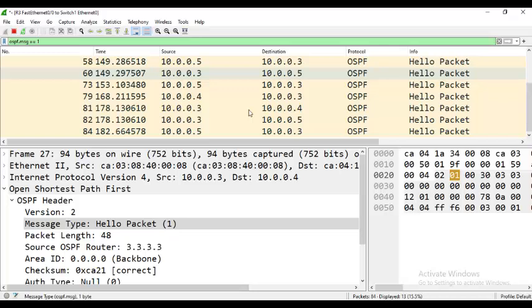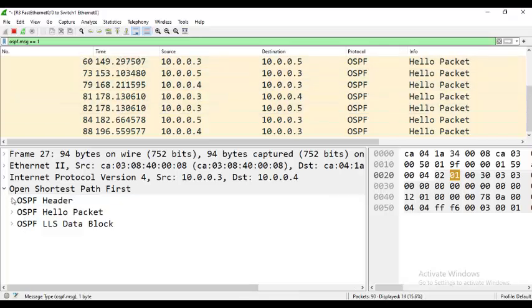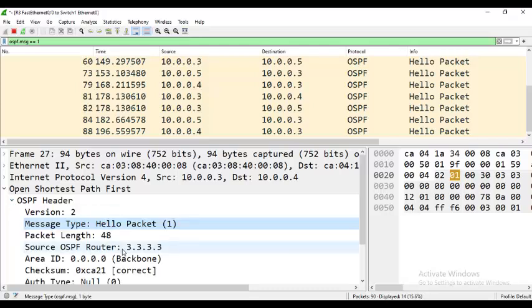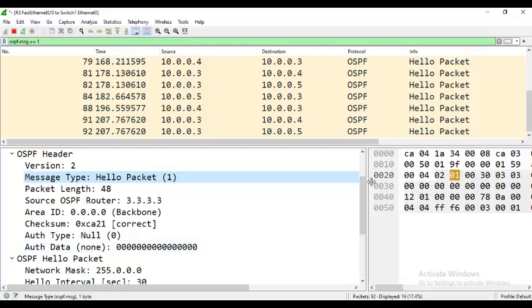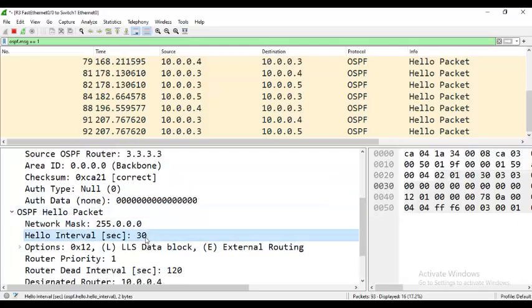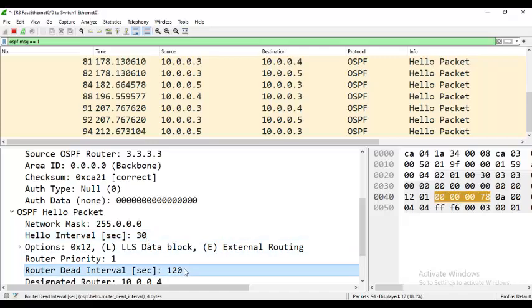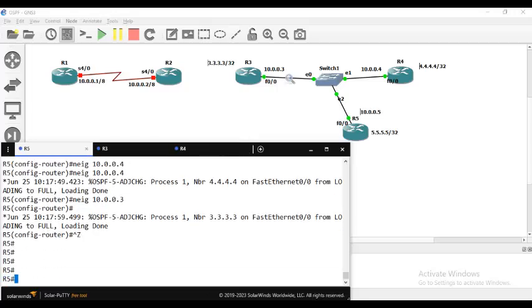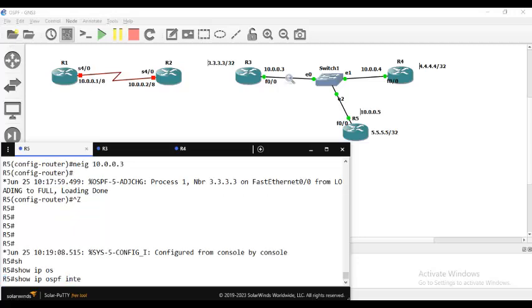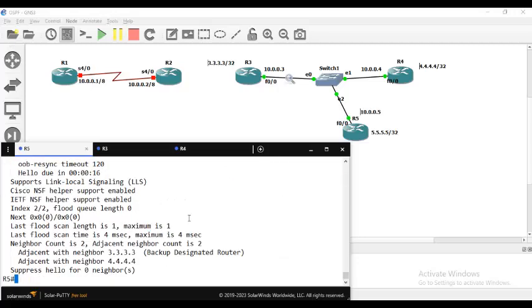And let us go see the timer now. You should see the timer shared here itself. In hello packets, usually they share the timer. You see, 30, 120. We can also see it on the router. Let's see on router 5, show ip ospf interface F0/0. We can see the timer. Not only that, you can see the network type is non-broadcast. And will there be a DR and BDR? Yes, there will be.